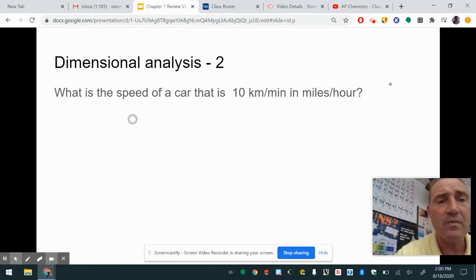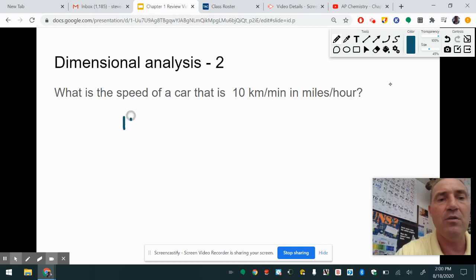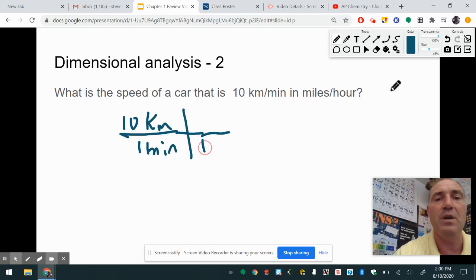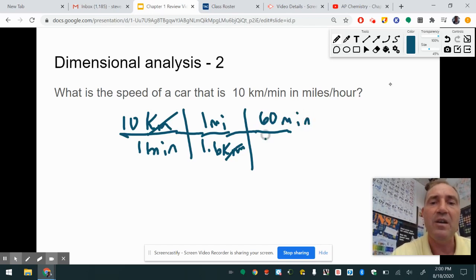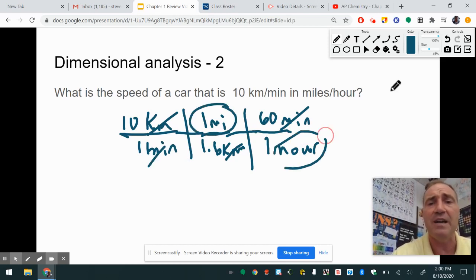So what you do, oh shoot, I have to get my pen ready. You're going to go 10 kilometers per minute, 1 minute. Do you see how that's what they give you? And then we're going to set up our bridge, and I know that there's 1.6 kilometers in 1 mile. Now you might not know that, but you could look it up. I think it's like 1.609 or something like that, but it doesn't really matter. Now kilometers cancels, and if you don't have a conversion factor, just Google it and find it. And then we know there are 60 minutes in 1 hour, so minutes would cancel out. And do you see I have miles and hours left after I cancel everything out?